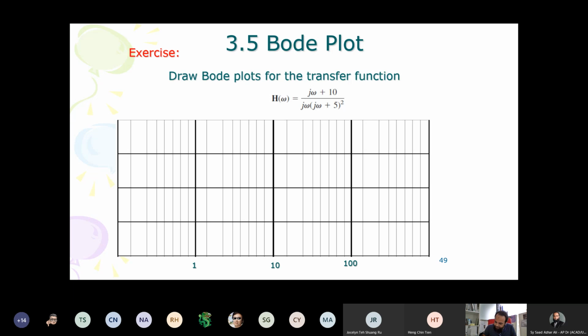So can I say that we can convert this into standard form? So it will be like 1 plus j omega by 10 and j omega. And what should I take common from here? This is j omega plus 5. So 1 plus j omega by 5 squared. There's a 10 here and there will be a 25 down there. Is that okay?